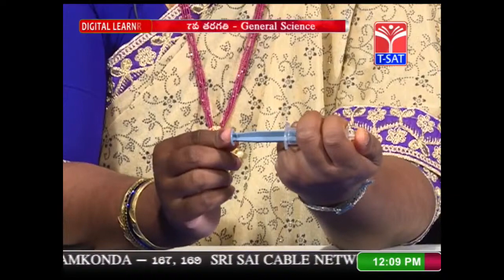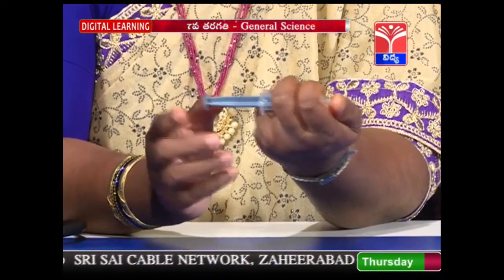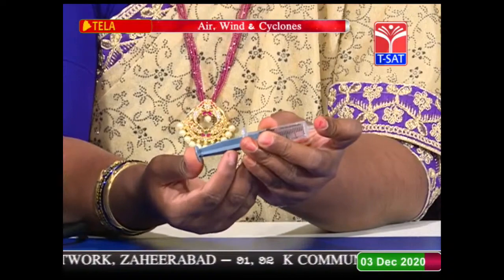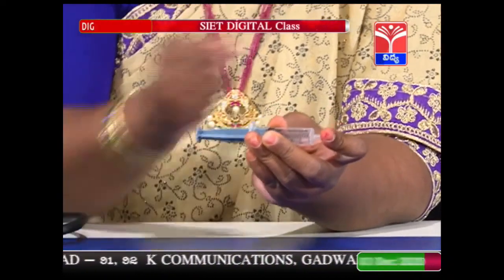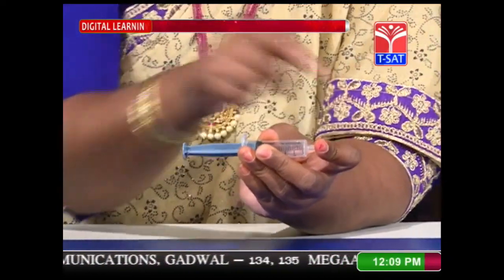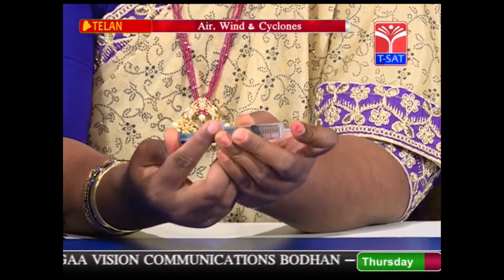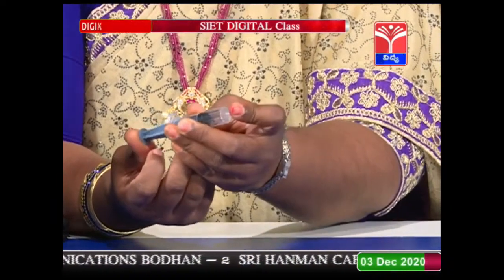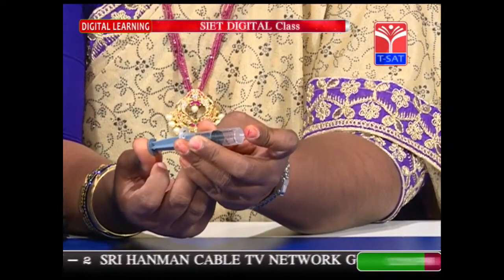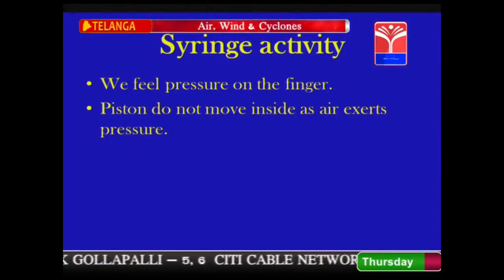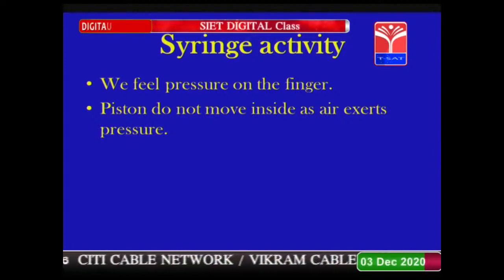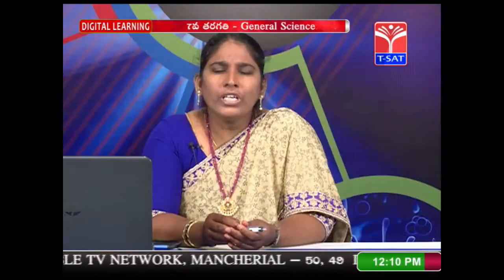No, the piston is not going inside. Why? Because the air which is inside is exerting pressure and I feel pain in my finger also. Why? Because the air which is having pressure is exerting some pressure on my finger, so that the piston is not going inside. So, what we can say with this? We feel pressure on the finger. Piston does not move inside as air exerts pressure. So, with this we can say air exerts pressure.